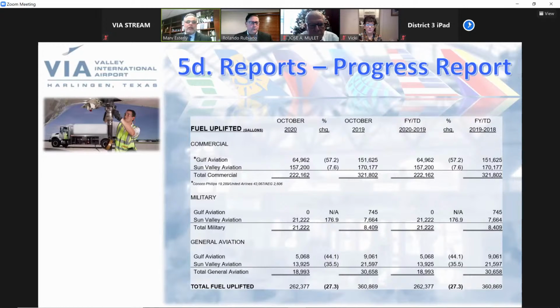The fuel uplift here, again, is down 27%, nearly 30% in October. As Katie was talking earlier, the military has really stepped up to the plate and added some gallons. As you can see there in the center, they were up 176% over last year. Commercial is still down, as you know, with fewer frequencies and less commercial aircraft flying in. Of course, you can imagine the fuel is down as well. General aviation is also down at this point, but I really think we're doing pretty well considering where we stand in this recovery process.